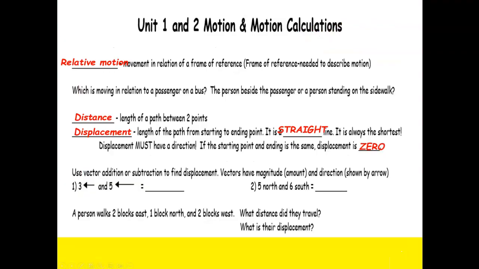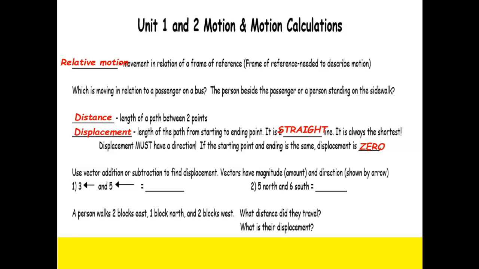So Unit 1, remember relative motion, you need to know the definition of that. You need to know the difference between distance, which is the length of the path between two points, or how far it is from one point to another. Displacement is the distance and direction of that object's motion from its starting point.